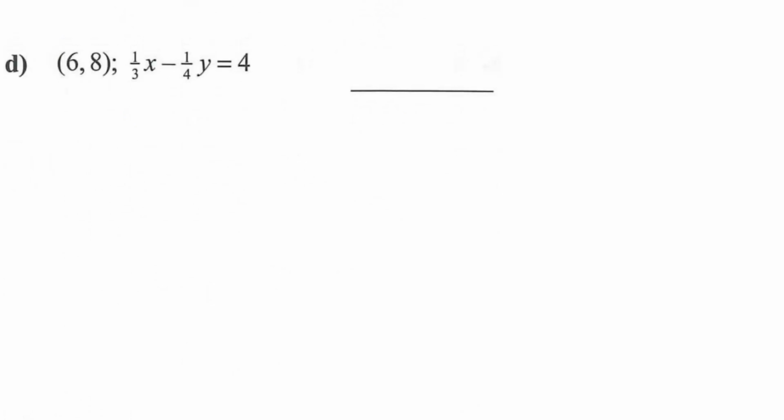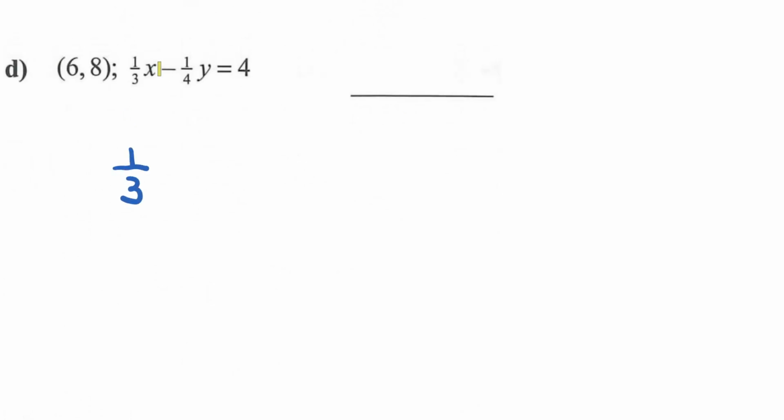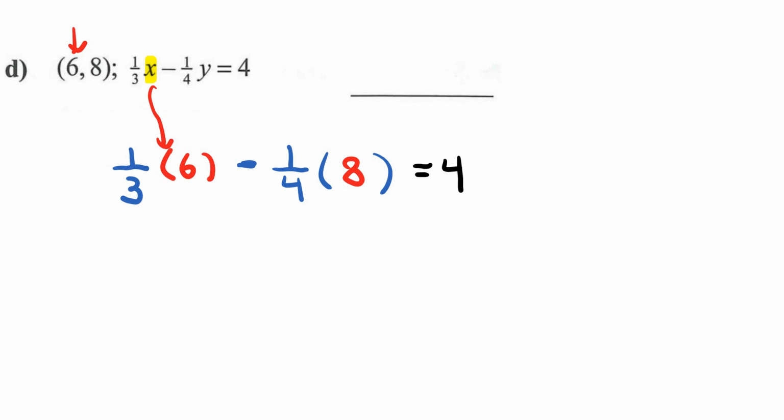All right, let's move on to letter D here. I have 1/3 here, and now I have this x. This x will be replaced with the x value, which is 6, so 1/3 times 6, and then minus 1/4 times y, and the y value here is going to be 8. And we want to see if that equals 4.